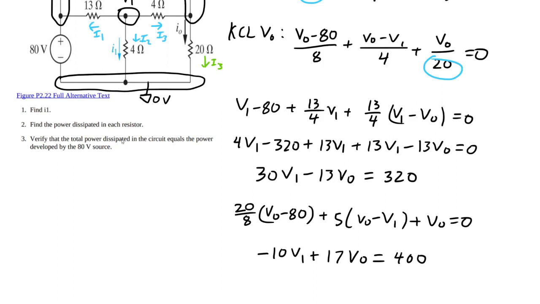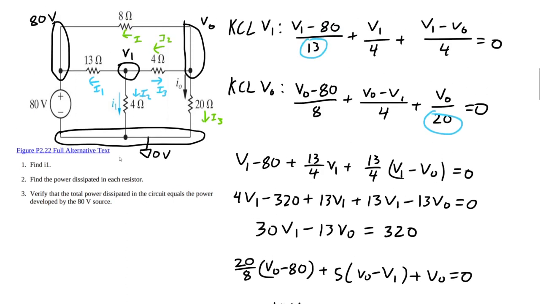So I'm going to plug that into the linear equation solver in my calculator, and I'll be able to get V1 and V0. You could do this by hand using elimination and substitution, but it's just way faster to use a calculator. So I punch that in, minus 10x plus 17 y equals 400, 30 x minus 13 y equals 320, and we get that V1 equals 28 volts, and V0 equals 40 volts.